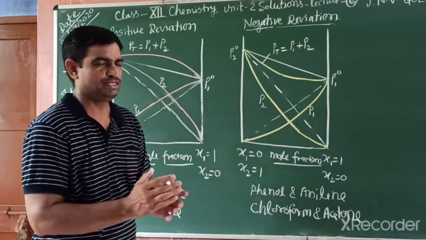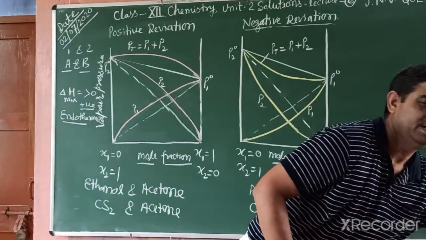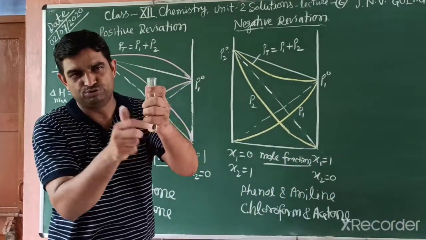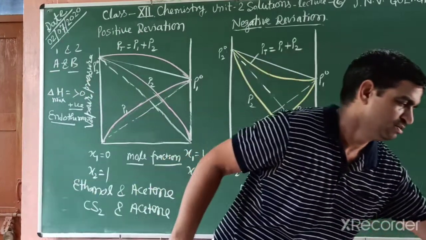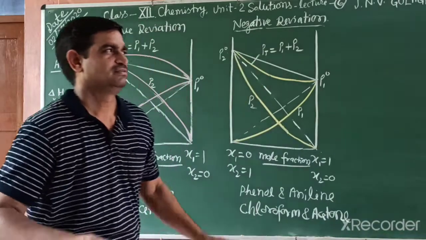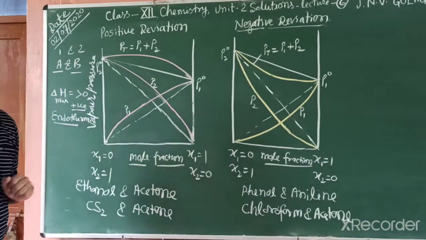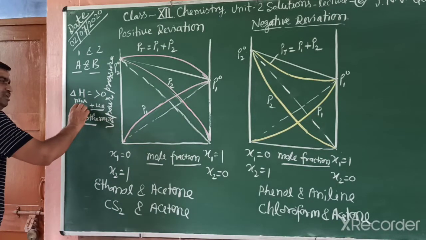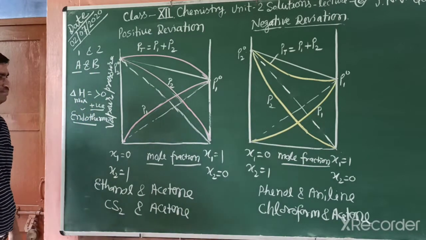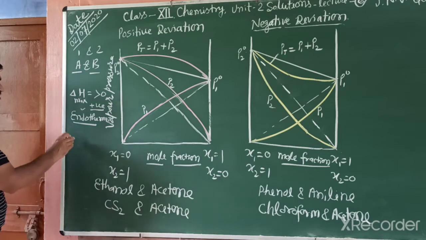When I mix two components and the solution appears cool, it means energy is absorbed, that is endothermic, and we can easily identify that as a positive deviation. That's a positive deviation. First, how can you learn? If the enthalpy is positive, then it is a positive deviation. Another factor, how can we identify?